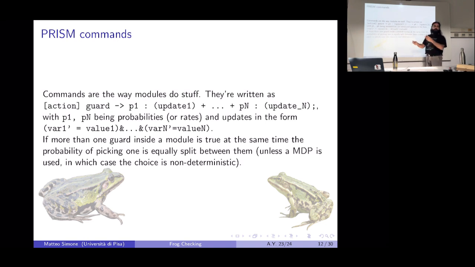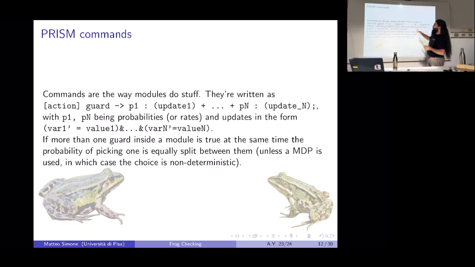Commands are the way modules do stuff. They're written with an action that we need to synchronize modules. We won't care about actions. They have a Boolean guard, which is based on the state of the module. Then we have one or more updates. Each update has its own probability, or rate if we're in a continuous time Markov chain. Each update can update more than one variable. I mean, they're written like this.